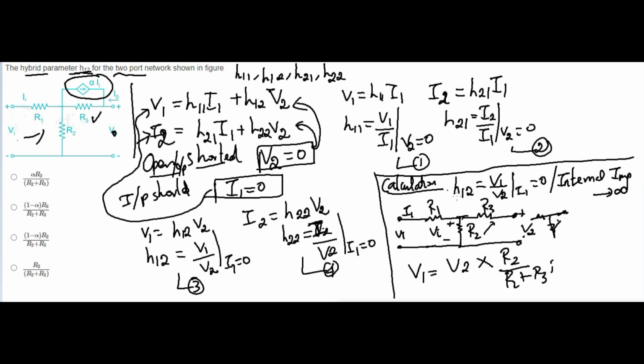Okay, what is the formula? The H12 formula means V1 divided by V2. So in this V1 equation, you have to divide by V2. So automatically H12 is equal to, V2 will get cancelled, and you will get R2 divided by R2 plus R3. That's all. So option number 4 is the right one.